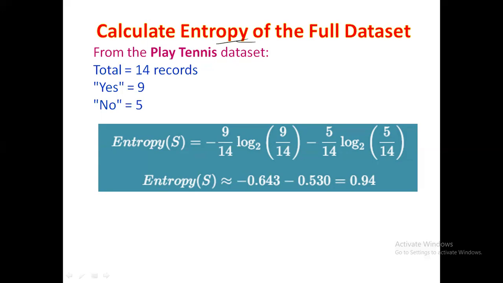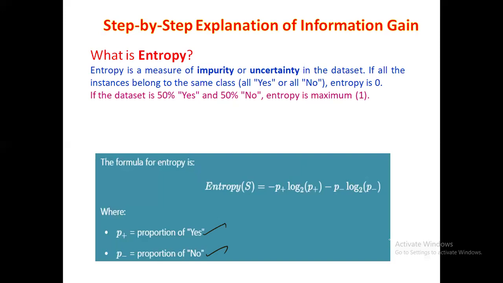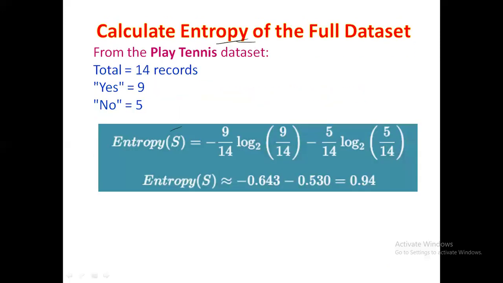So from the play tennis data set, how many records are there? 14 records are there. In this, how many yes? If you count, 1, 2, 3, 4, 5, 6, 7, 8, 9. The remaining no's, how many values? 9, remaining 5. 5 values are no. So totally 14 records are available: yes is equal to 9 and no is equal to 5.